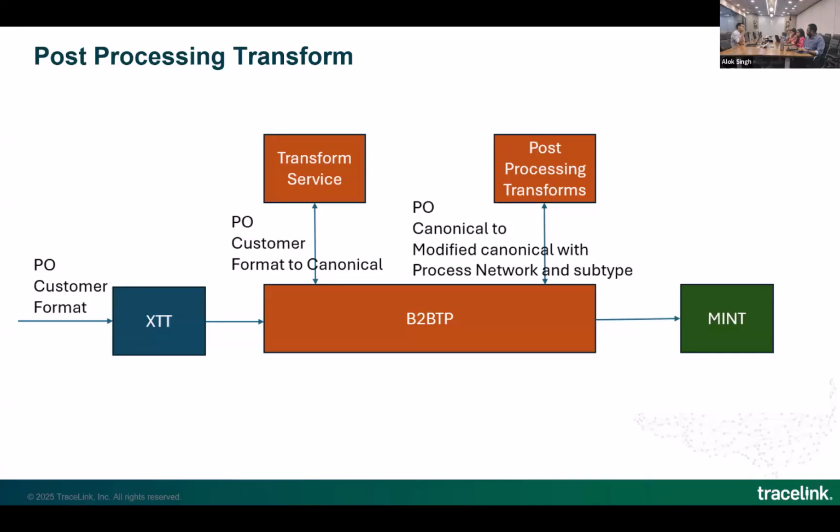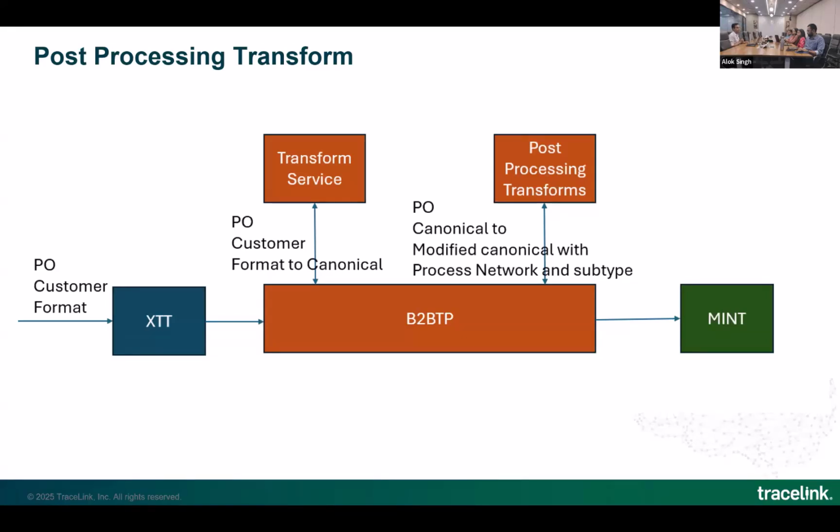and then it is sent to the B2B TP application. So the first thing that will happen is the B2B TP application will take the transaction in the customer format and send it to the transform service, where the transaction would be converted to a canonical, right? Because we will have a transform set available there, a standard transform set, which will convert the transaction from customer format to canonical format. The canonical is then sent to B2B TP again. And when B2B TP receives it, it then sends it to the post-processing transform.